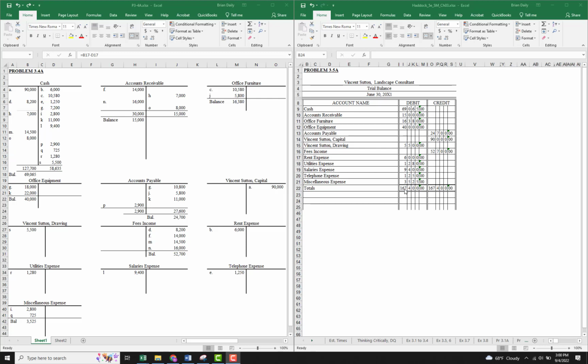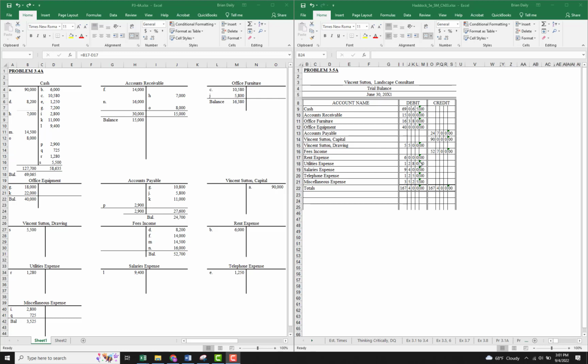Another little trick that you can do is take the difference between the two totals and divide it by 2. What that might indicate is that you added when you were supposed to subtract, or vice versa. That could also indicate that when you carried the information over from the T accounts to this trial balance, you carried over a balance in the wrong column. You put a debit balance in the credit column, or vice versa.